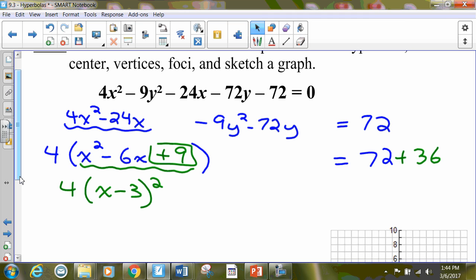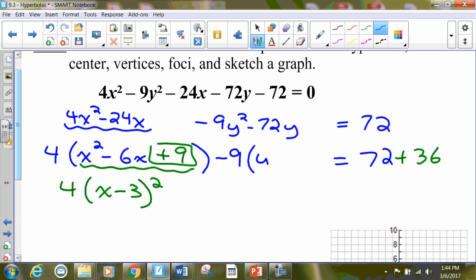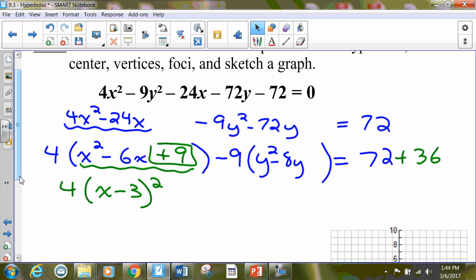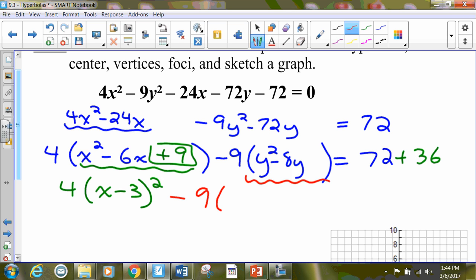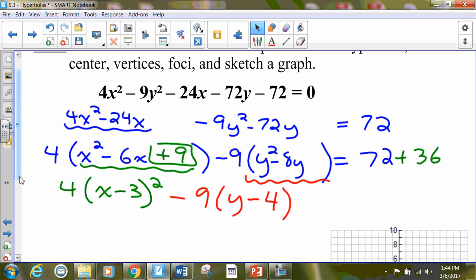All right, let's do the same thing with the y. I'm going to factor out a -9, and I'm left with y squared minus 8y. I'm going to complete the square here. I'll bring down the -9. Half of 8 is 4. I'm going to bring down that minus sign. Oh, I made the same mistake before. When I factor out a -9, is that a negative 8y or a positive 8y? Positive 8y. I did the same thing in fifth block.